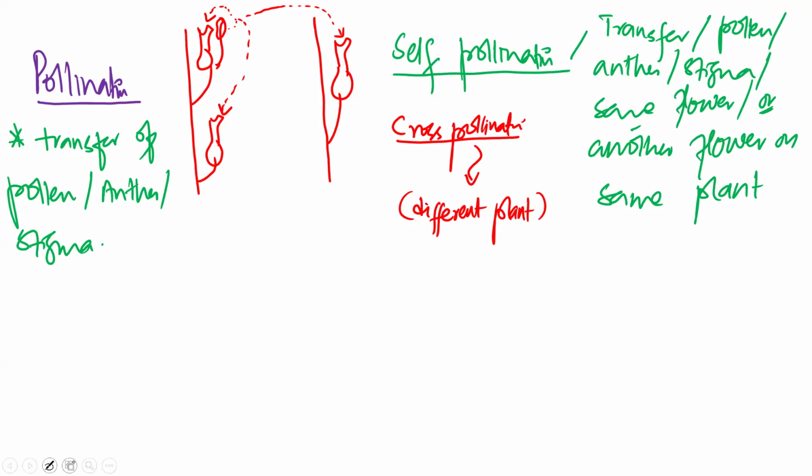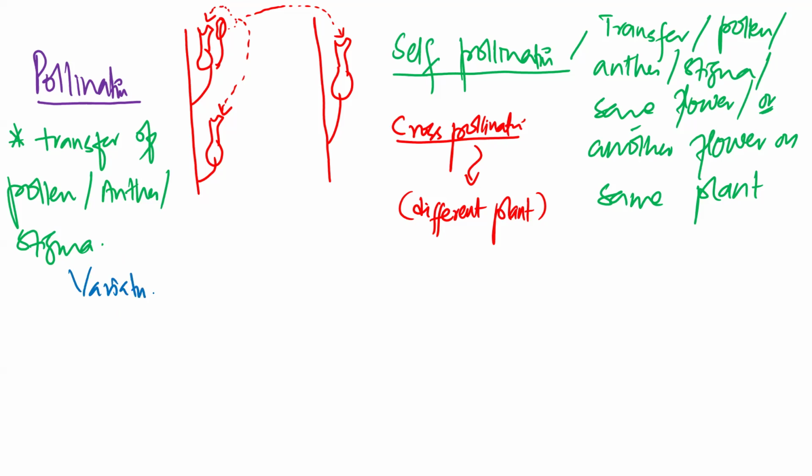Now tell me, the most important thing that we need to do in this topic was comparing. The advantages and disadvantages of self and cross pollination. Well, so I'll be writing three things: variation, capacity to respond to environment, and reliance on pollinator.